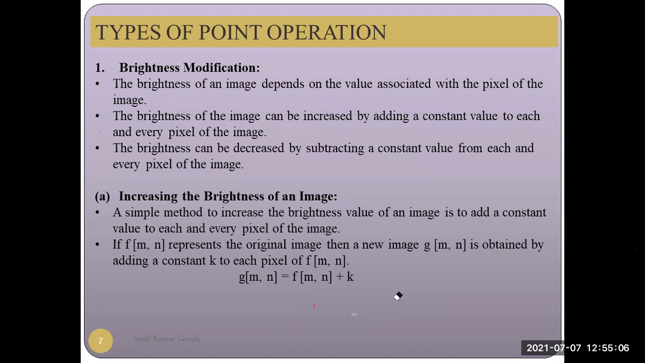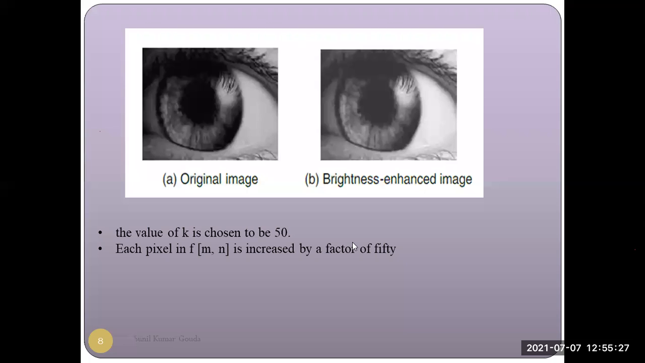That was the first operation. We are talking about the different types of operations, and first we discussed brightness modification, which is a linear operator. It is very simple: we can add a constant or subtract a constant to get an enhancement. Now you can see an example here. We have used the picture of an eye, and this is your original image.